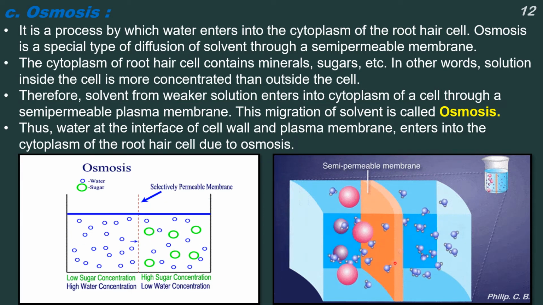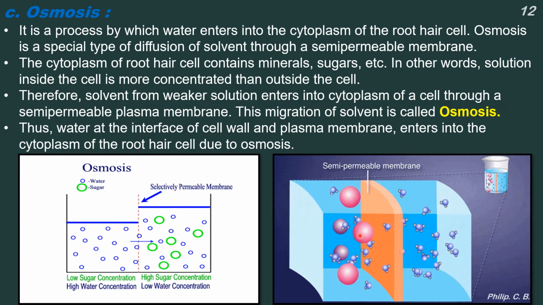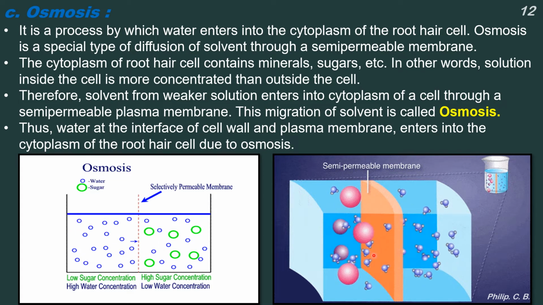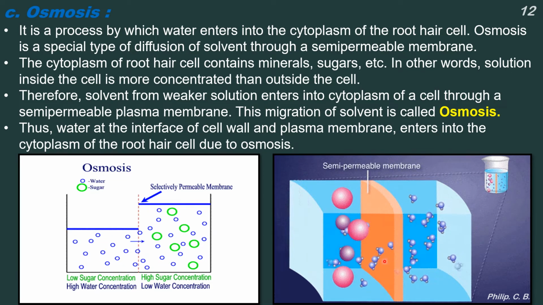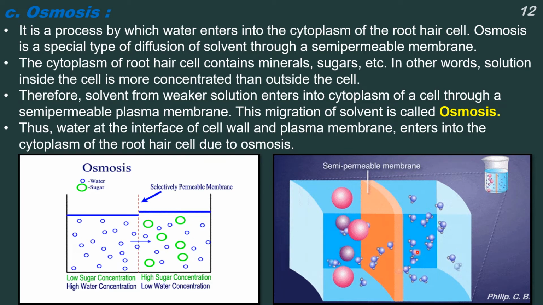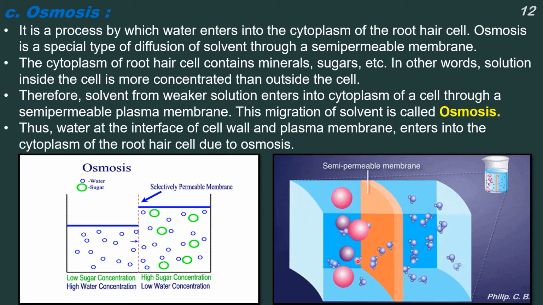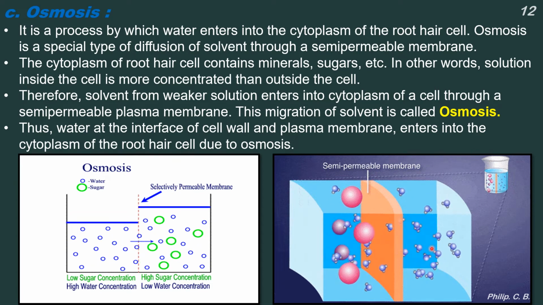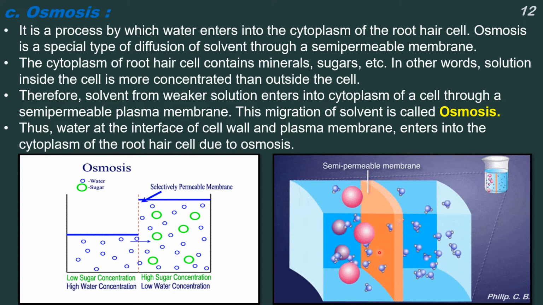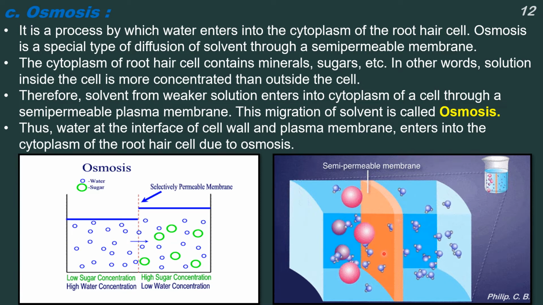Then the second image, again you can see the semi-permeable membrane. Here also you can see the larger molecules are not allowed to pass through the semi-permeable membrane, whereas the water molecules easily pass to and fro through it. So the term semi-permeable means it allows only certain molecules or substances to pass through it. Here water molecules can pass through it, whereas the larger molecules are not allowed to pass through the membrane. So semi-permeable means partially permeable to certain molecules.